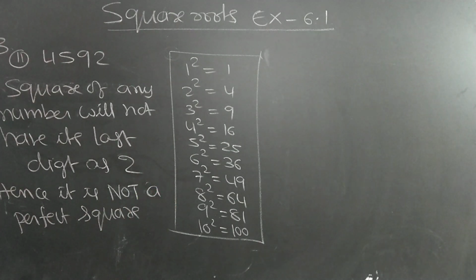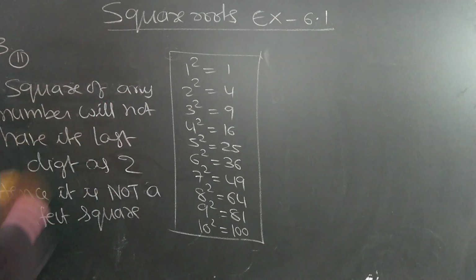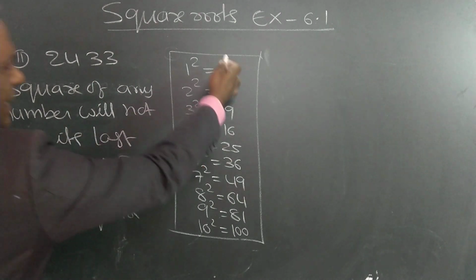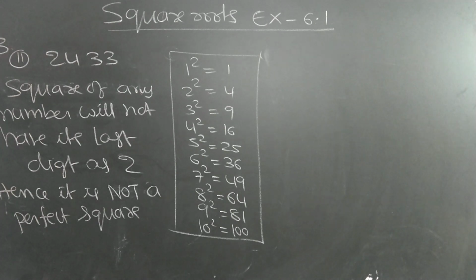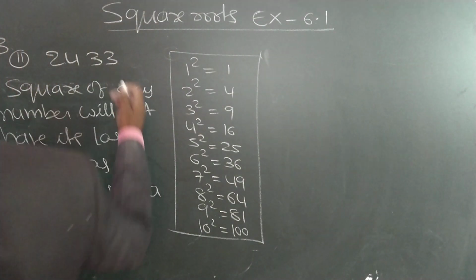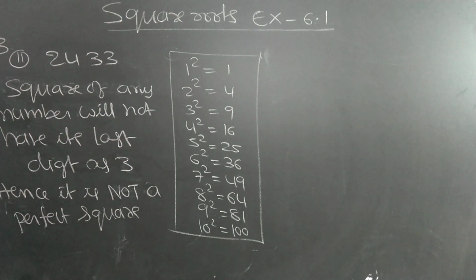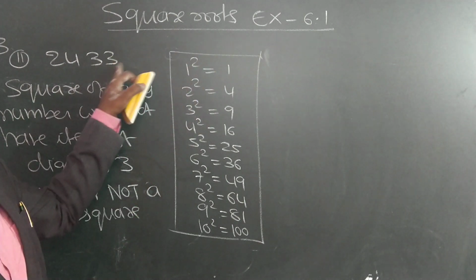Same reason we write. Last digit cannot be 3. Same reason. You write 3 and 4 first. So the square of any number, we won't get 3. Square of any number will not have its last digit as 3, hence it is not a perfect square. Over. There is no question of getting 3 after squaring a number.